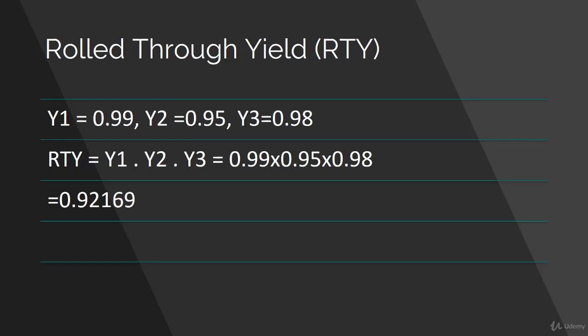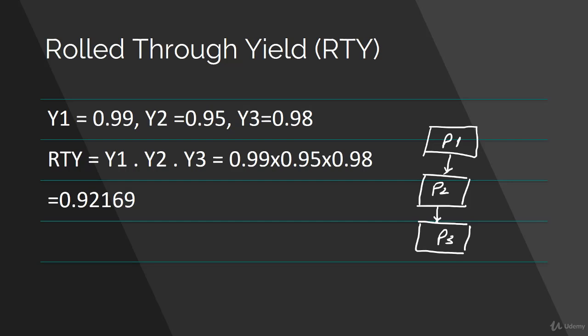To understand the concept of rolled through yield, let's understand that we have a number of processes if we are making something. Let's say in this simple example, we have three processes, process 1, process 2 and process 3. So let's draw this here. This is my process 1, which is, let's say, P1. After that, the unit goes through another process, which is P2, the second process, and then the unit goes through the third process, which is P3. So the raw material comes here, and we get the finished product here. And in each of these processes, P1, P2, P3, there is a certain level of yield.